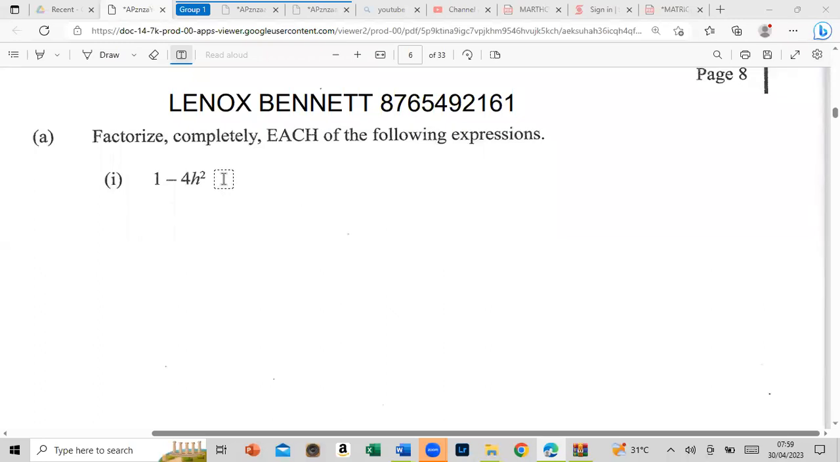They say factorize completely each of the following expressions. You see what they do? Some people are really wicked, you know. Students are going to mess up just because they put a negative. So anyway, guys, let's go. Work it out and let me know what you get.